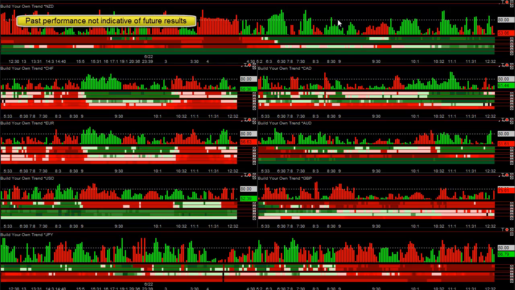3 of them measure the direction. In this case, the New Zealand is moving versus their other pairs. And 2 of the 5 measure the intensity. So anytime the majority of New Zealand pairs are going up and going up with incredible intensity, you're going to have levels of green at and above the dotted white line here.